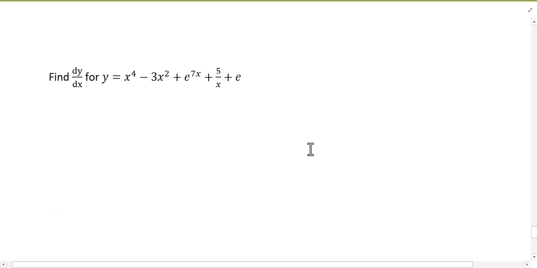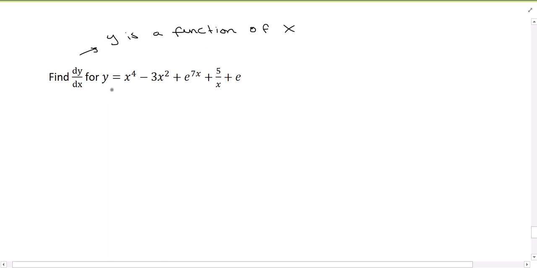This has everything now. So find dy dx for y equal to x to the 4th minus 3x squared plus e to the 7x plus 5 over x plus e. I'm using this notation, so this means find the derivative of y with respect to the variable x. This also tells you that y is a function of x, and so we're finding the derivative with respect to the independent variable, the x.